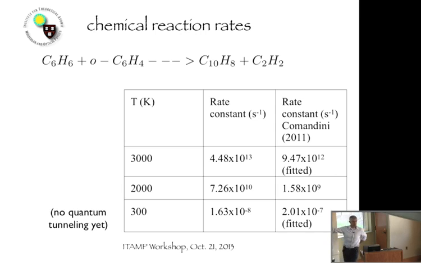Massive difference in the reaction rates, of course, because we don't have any quantum tunneling yet. And that's what we are also trying to build into the system. If you want to do dynamics at 10 degrees Kelvin, you better have tunneling.